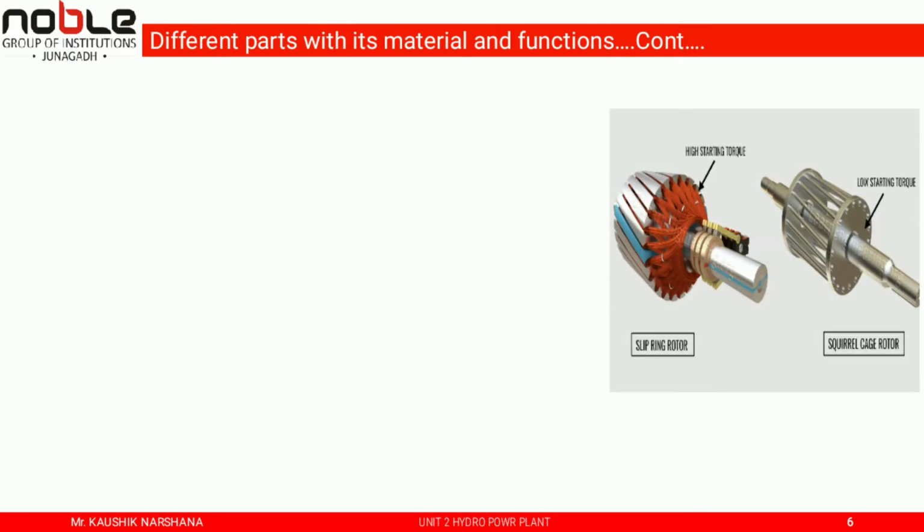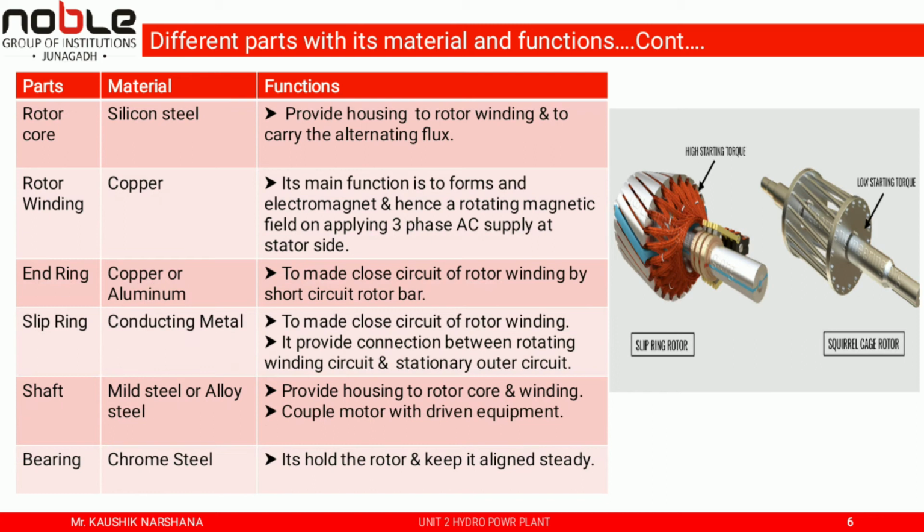Now we will see rotor. So there are two types of rotor. One is slip ring rotor and one is squirrel cage rotor. Okay, we will see common points about slip ring and squirrel cage rotor. So rotor core is made up from silicon steel material, and it provides housing to rotor winding and carries the alternating flux. In rotor core, we put silicon steel material to provide housing for winding, right?